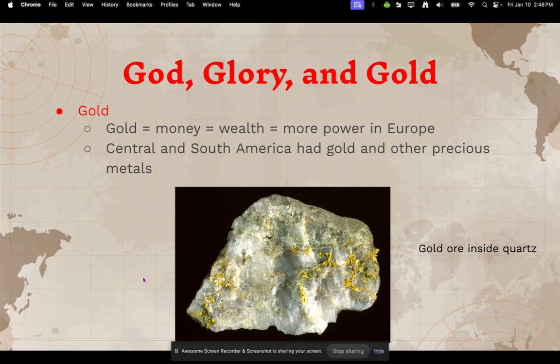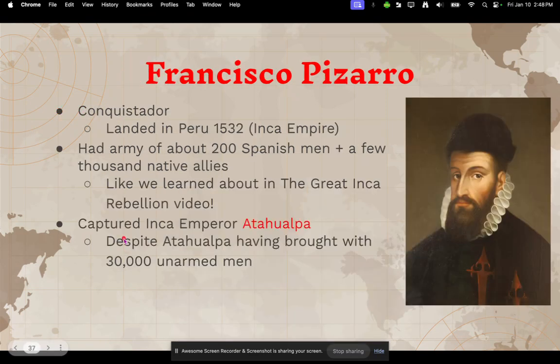Then we have gold. So gold means money. Money means wealth. Wealth means more power in Europe. And Central and South America had gold and other precious metals.